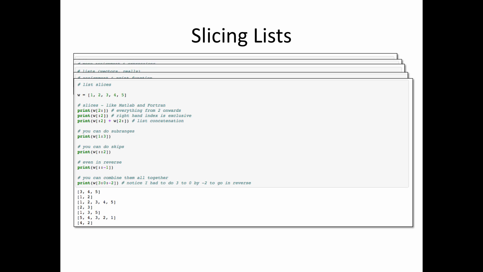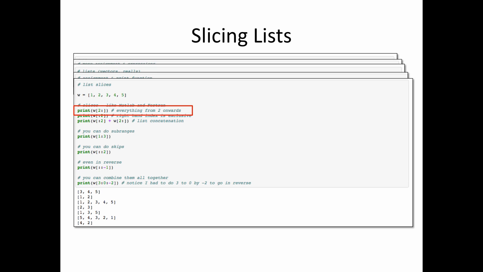Now let's look at how we acquire a subset of elements in a list. This is called slicing. In the example here, we have a list W, which has 5 elements: 1, 2, 3, 4, 5. You can take an arbitrary segment of the elements in the list using Python slicing. Here I have a special notation: a square bracket indicates the list W, and inside the brackets I have a colon.